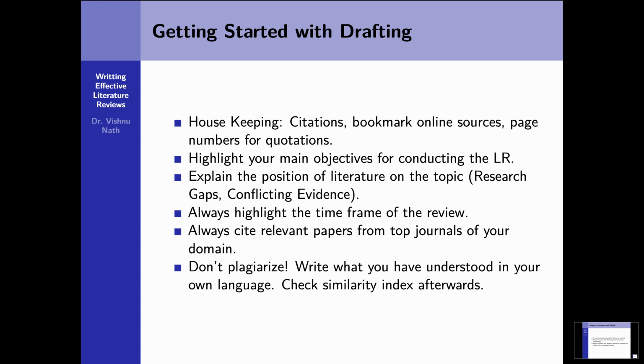Now, the fifth point is always cite relevant papers from top journals of your domain. I have discussed this earlier, that you identify the top journals of your domain and also the top authors, and cite papers from them which are relevant to your topic. Okay, because when you cite articles from good journals or top authors, basically it shows that you have a very good understanding of the topic.